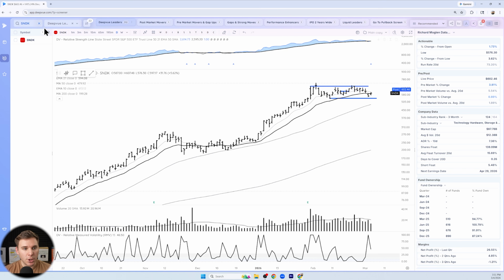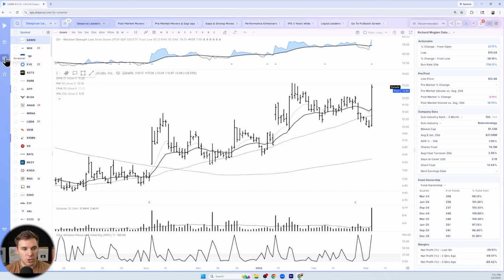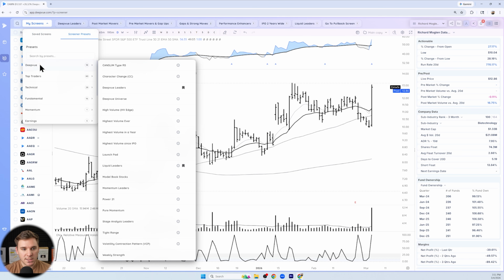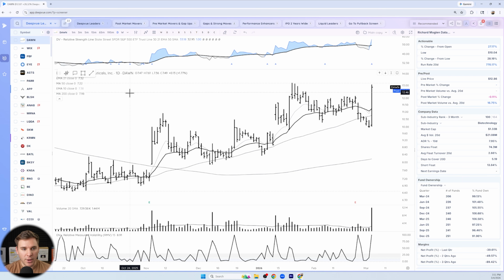So first things first, to load the screen, obviously you want to first go over to our screener module, and then let's X this out so it's not loaded. To load the Deepvue Leader screen, all you have to do is go to the drop-down option here, give that a click, go over to Screener Presets, the Deepvue folder, and then it looks like it's the third option here, and go ahead and click that.